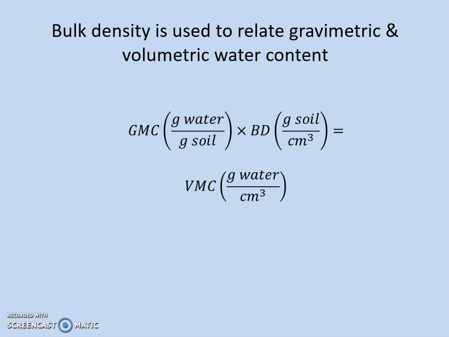To convert from gravimetric moisture content to volumetric moisture content, multiply gravimetric content by the soil bulk density. This converts from grams per gram to grams per cubic centimeter.